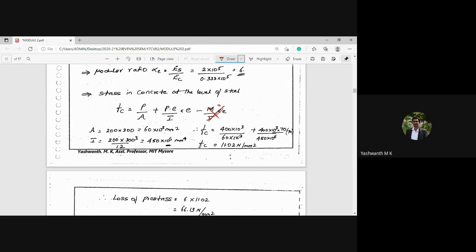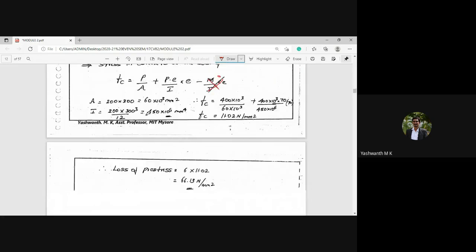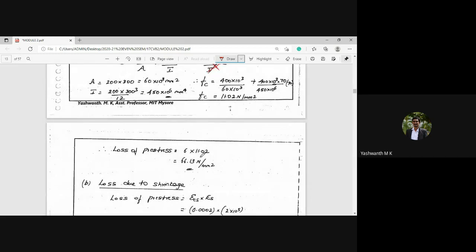Next, substitute this αE and fc in the above formula, that is 6 multiplied by 11.02, which will get you 66.13 Newton per millimeter square. So this will be the answer.